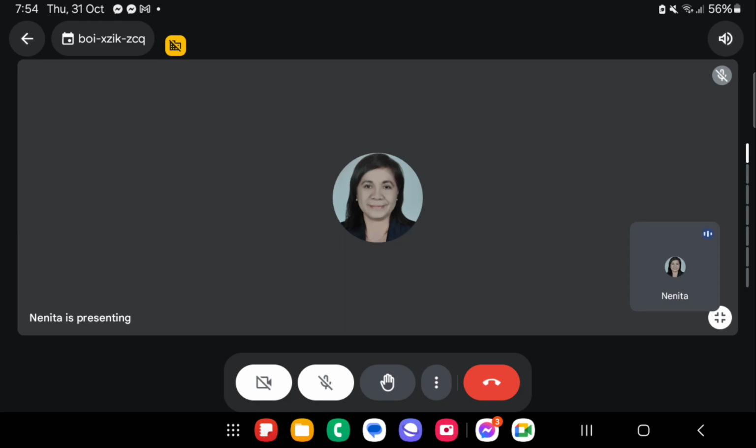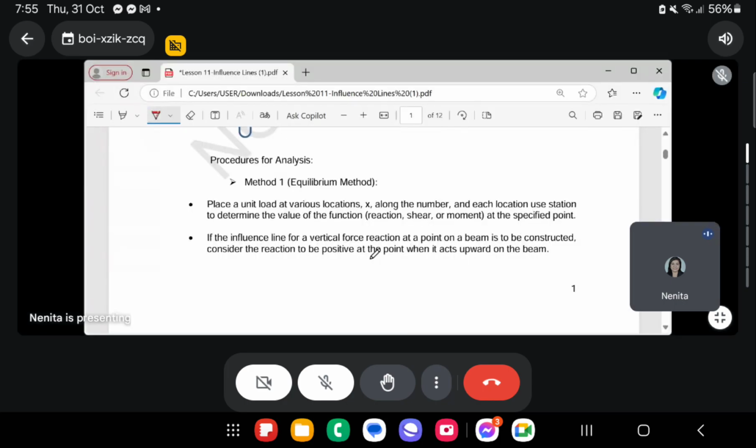So for the procedure for analysis, there are two methods. First is the equilibrium method. This is easy, class, I tell you. Just focus. First, place a unit load at various locations x along the member, and use equilibrium to determine the value of the function. Let's say the function is a reaction, a shear, or a moment at the specified point.